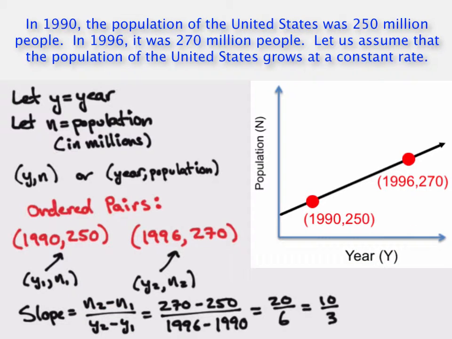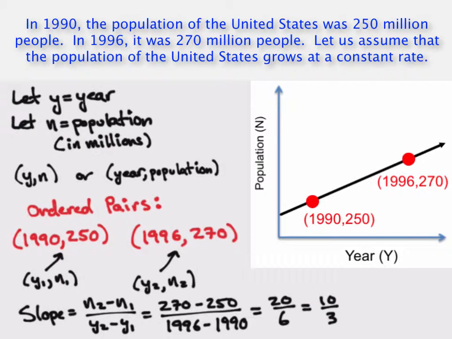Okay, so we found our slope to be 10/3, but what does 10/3 mean with regard to years and the population? Well, it means that every 3 years that go by, for a 3-unit increase in y, we'll have 10 million more people. There'll be a 10-unit increase in n. So that's what the 10/3 means. Every 3 years that go by, there'll be 10 million more people. Every 3 that y goes up, n will go up by 10.